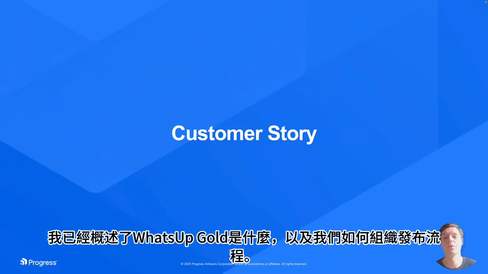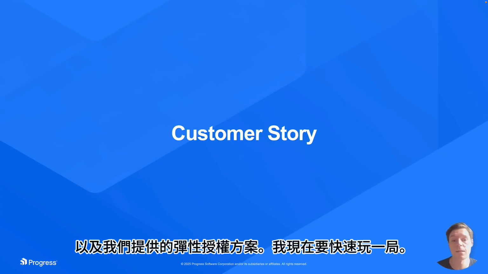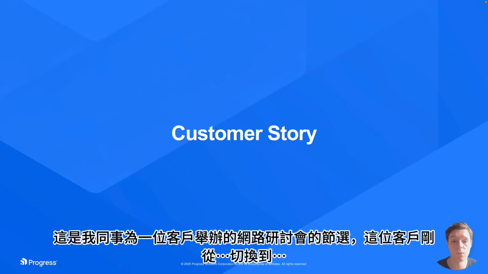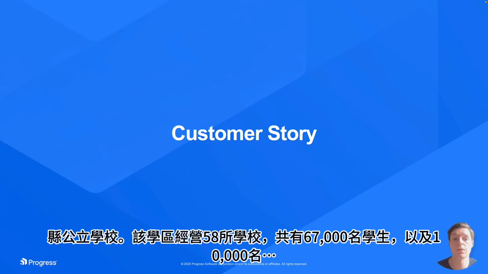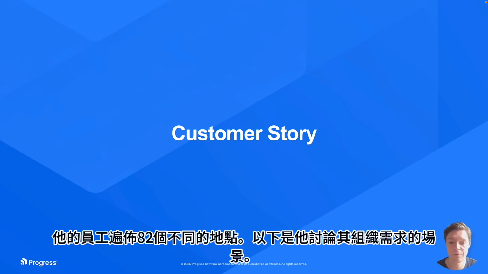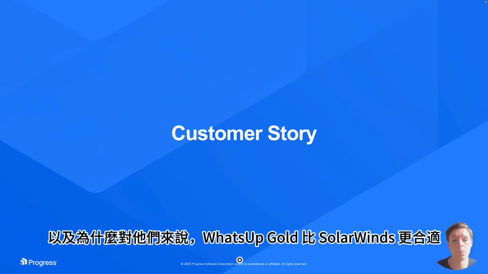So I've given an overview of what WhatsUp Gold is, how we structure our releases, as well as the flexible licensing offerings that we have. I'm now going to play a quick excerpt of a webinar that my colleague did with one of our customers who made the switch from SolarWinds to WhatsUp Gold. So just to give a bit of context, Tom Kondo works for Seminole County Public Schools. The district operates 58 schools with 67,000 students as well as 10,000 staff members across 82 different locations. Here he is discussing his organization's needs and why WhatsUp Gold was the right choice for them instead of SolarWinds.